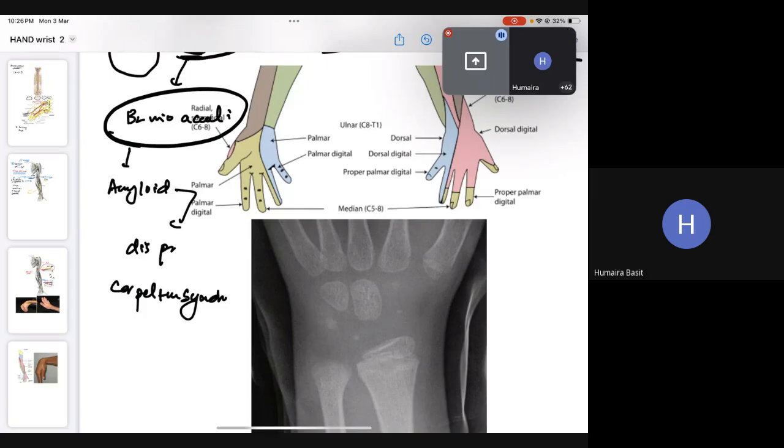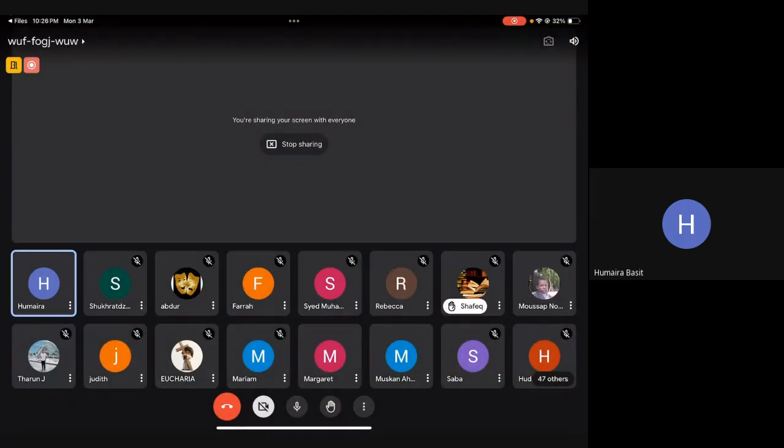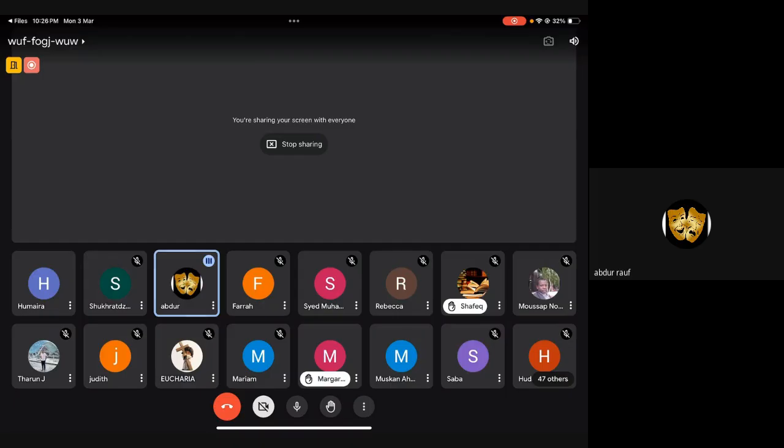So can anyone please repeat the concept? What is beta-2 amyloidosis? Why can it give us carpal tunnel syndrome? Anyone? Please raise your hands. Yes, Abdurrahman, please. During dialysis, the beta-2 microglobulin cannot be filtered out, and because of that, it gets deposited in the flexor retinaculum, and it leads to carpal tunnel syndrome. Okay, perfect. That's perfect.